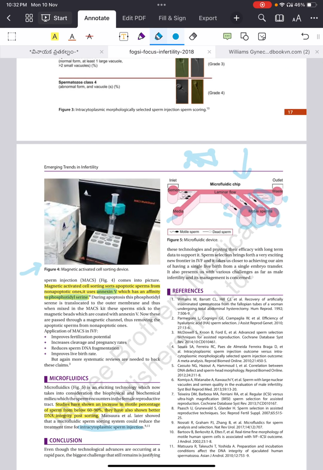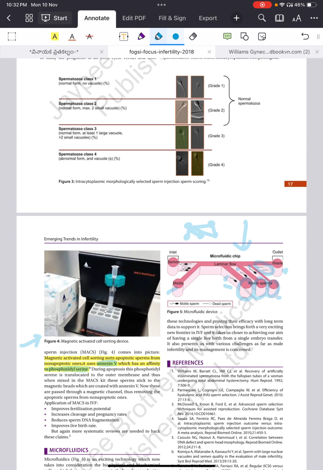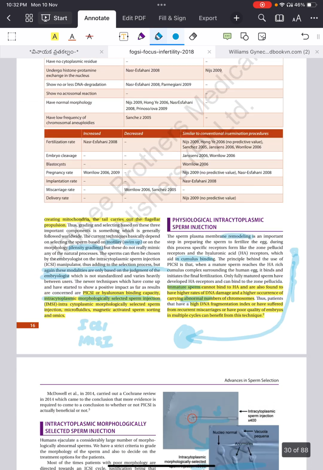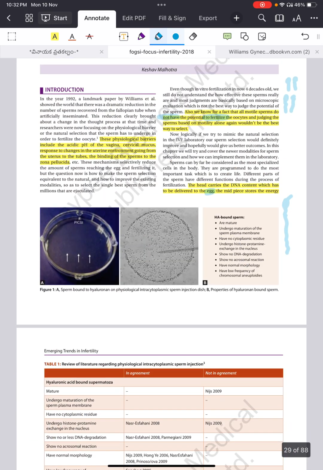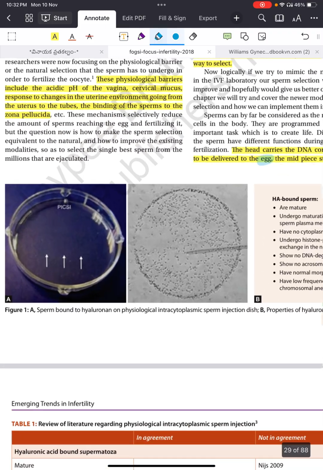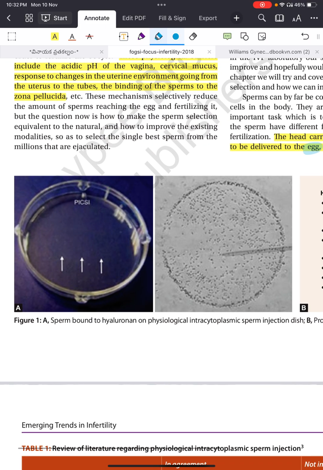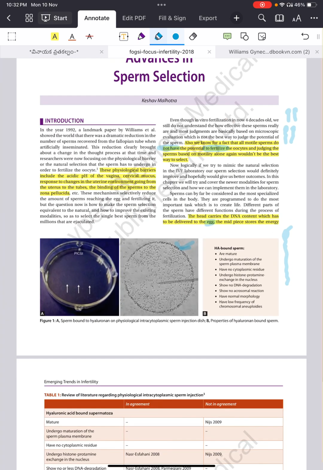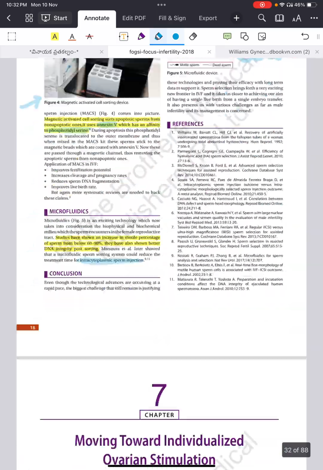I'm expecting a MACS image this time. Microfluidics images are already being given, and grade 1 and grade 2 sperms are very good sperms for fertilization. If you see this image, you can find that the sperm is bound to hyaluronic acid. While doing PICSI, the sperms are bound to hyaluronic acid. That's about how to select the sperm.